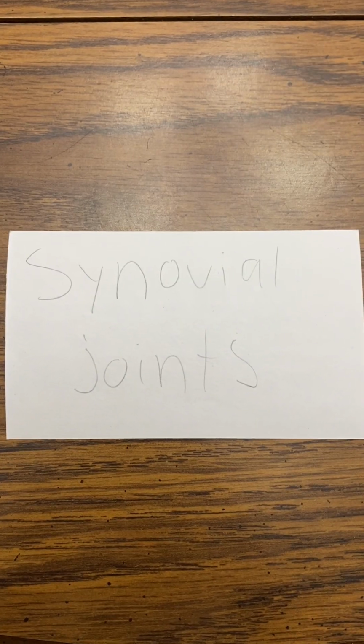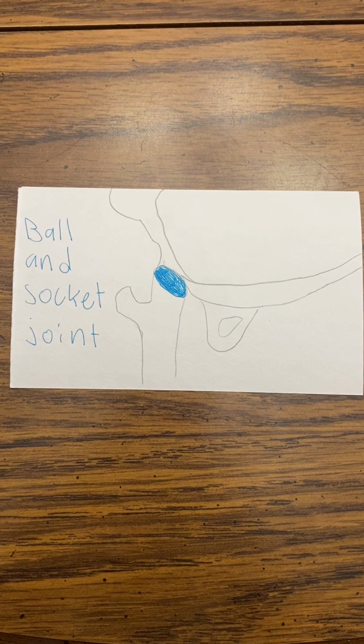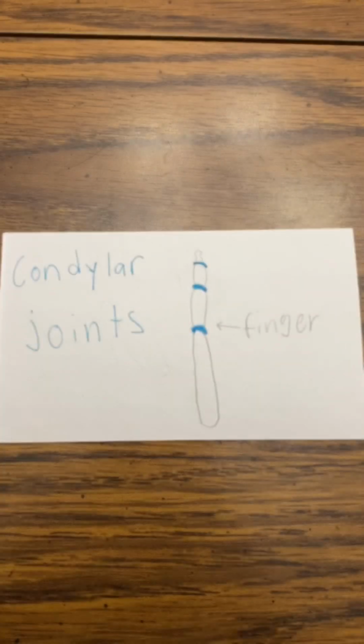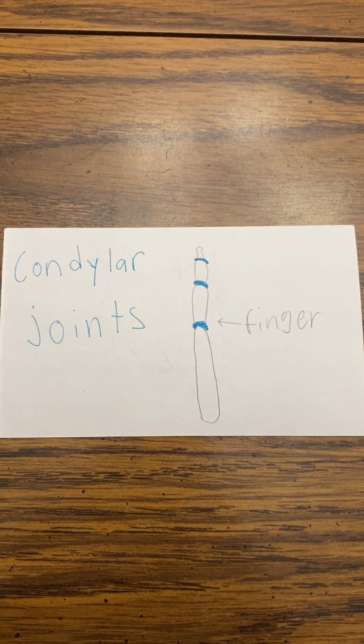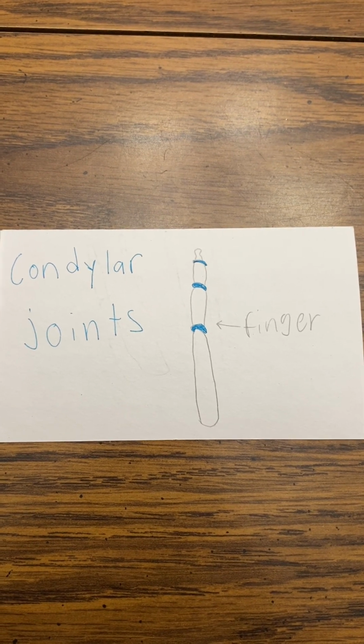There are 6 different types of synovial joints. The first type of joint is a ball and socket joint, which is multiaxial. An example is the hip. The second type is a condylar joint, which is biaxial. An example is between the metacarpals and the phalanges.